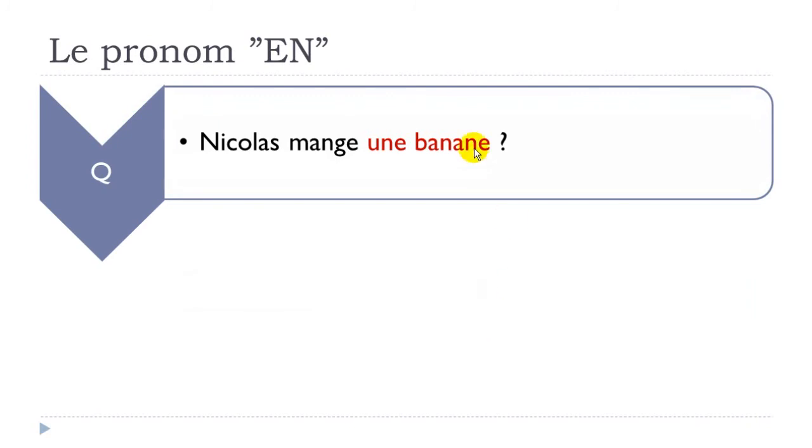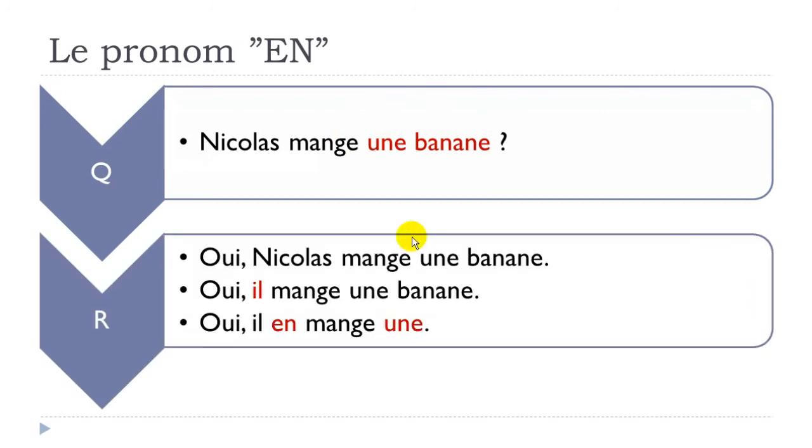So let's see now if it's feminine. Une banane. Nicolas mange une banane? Answer, oui. Nicolas mange une banane. Oui, il mange une banane. Oui, il en mange une. Okay, so the information that you get now is that you will have to put the masculine or the feminine form after. Okay, here you put une because banane is a feminine word. Alright?